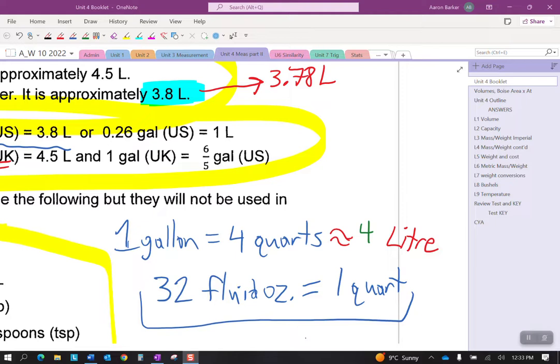For the conversion factors, you have to make a fraction. How you make that fraction depends on what you're trying to find.